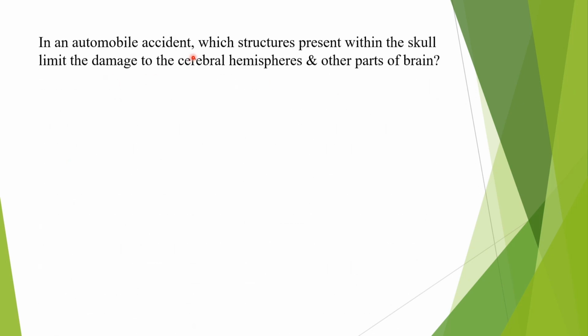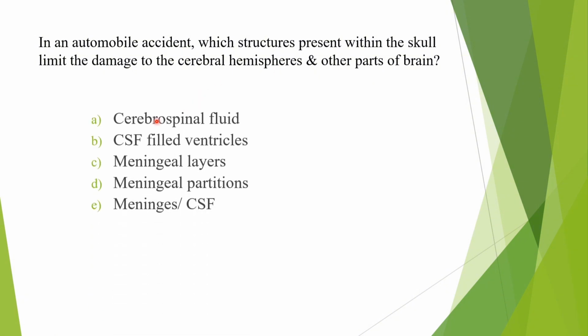In an automobile accident, which structure present within the skull limits the damage to the cerebral hemisphere and other parts of the brain? So cerebrospinal fluid, CSF filled ventricles, the meningeal layers, the meninges partition, both the meninges and the CSF, they are protecting the cerebral hemispheres and other parts of the brain. So the correct option is E.